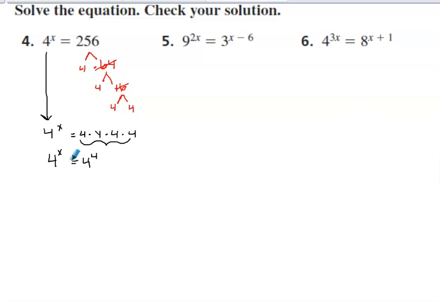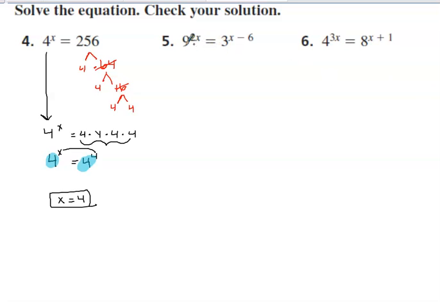And now that we have the same base on the left and the right, we know that the exponents must be equal. So x has to be 4. And again, the only number that we can put in this x spot is a 4. That's the only way to make the left and the right sides equal.